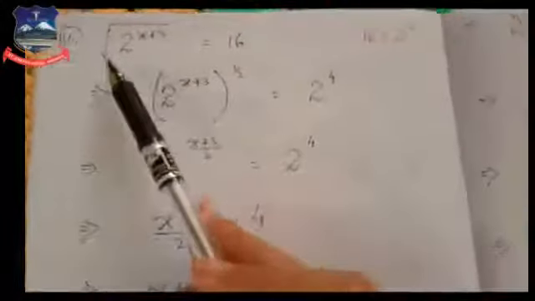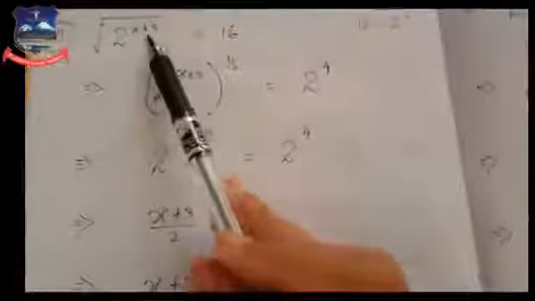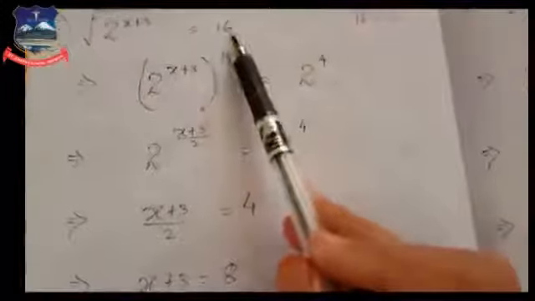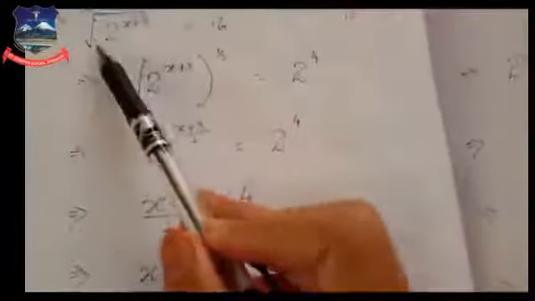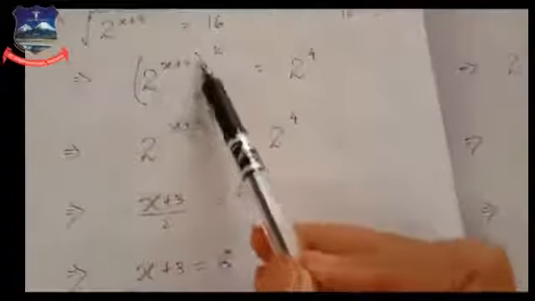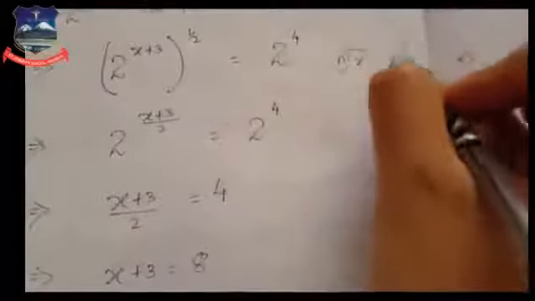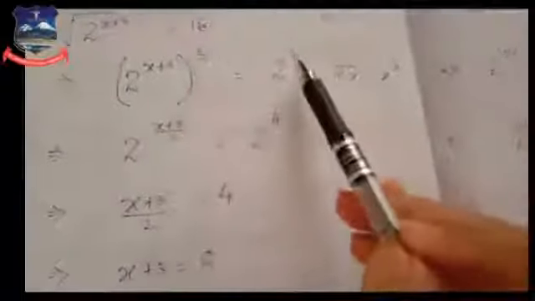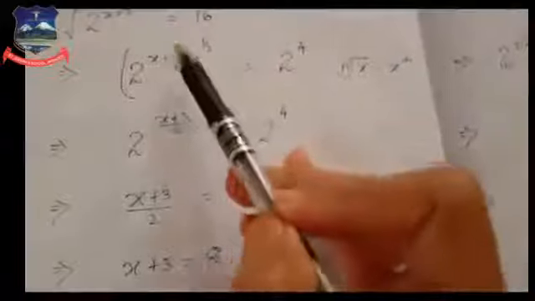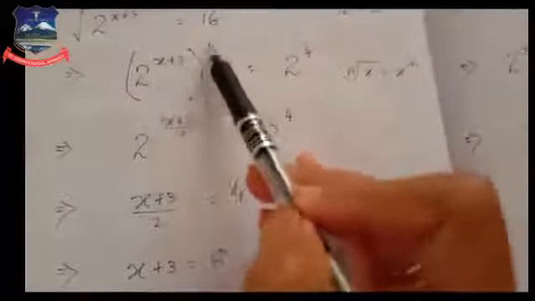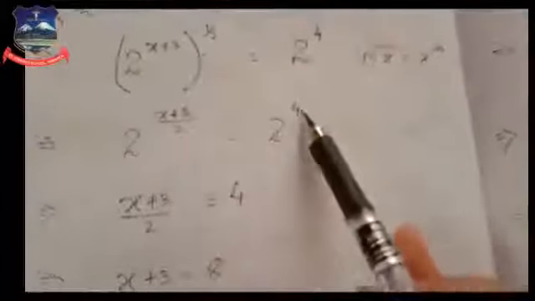Question 3: root of 2 to the power x plus 3 is equal to 16. You have to find the value of x. We can write this root as (2 to the power x plus 3) whole to the power 1 by 2. We will use this property, so we'll apply this property here. 16 is equal to 2 to the power 4. Now we will multiply powers: (x plus 3) into 1 is x plus 3, divided by 2, is equal to 2 to the power 4.